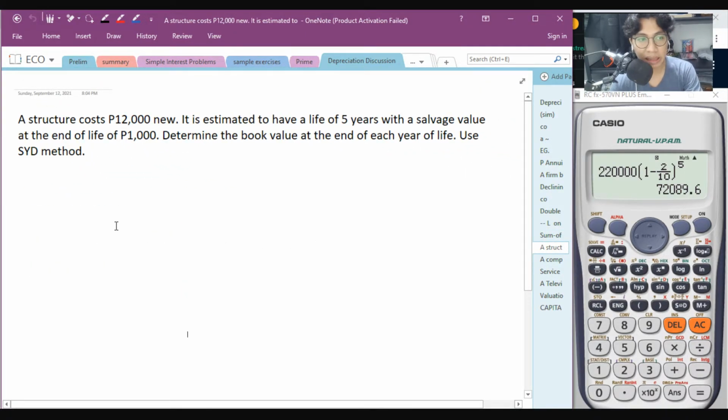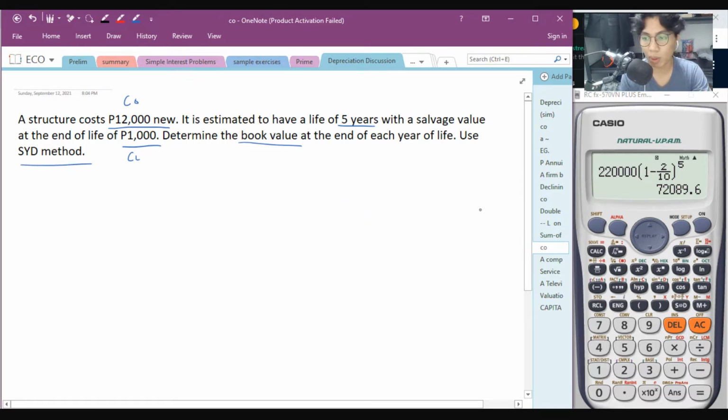Okay. A structure costs 12,000 new. So, you have a first cost here. It is estimated to have a life of 5 years with a salvage value of 1,000 pesos. So, ito na yung CL mo. Determine the book value at the end of each year of life. Use SYD method. So, each year.